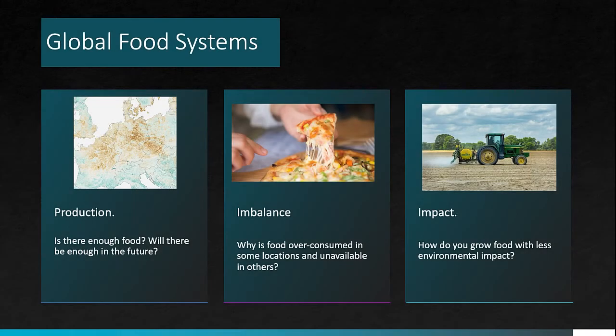Here are 3 key points about the food system that we can start with. The first one is production. Is there enough food for everyone today? Will there be enough in the future? How do you answer those questions?